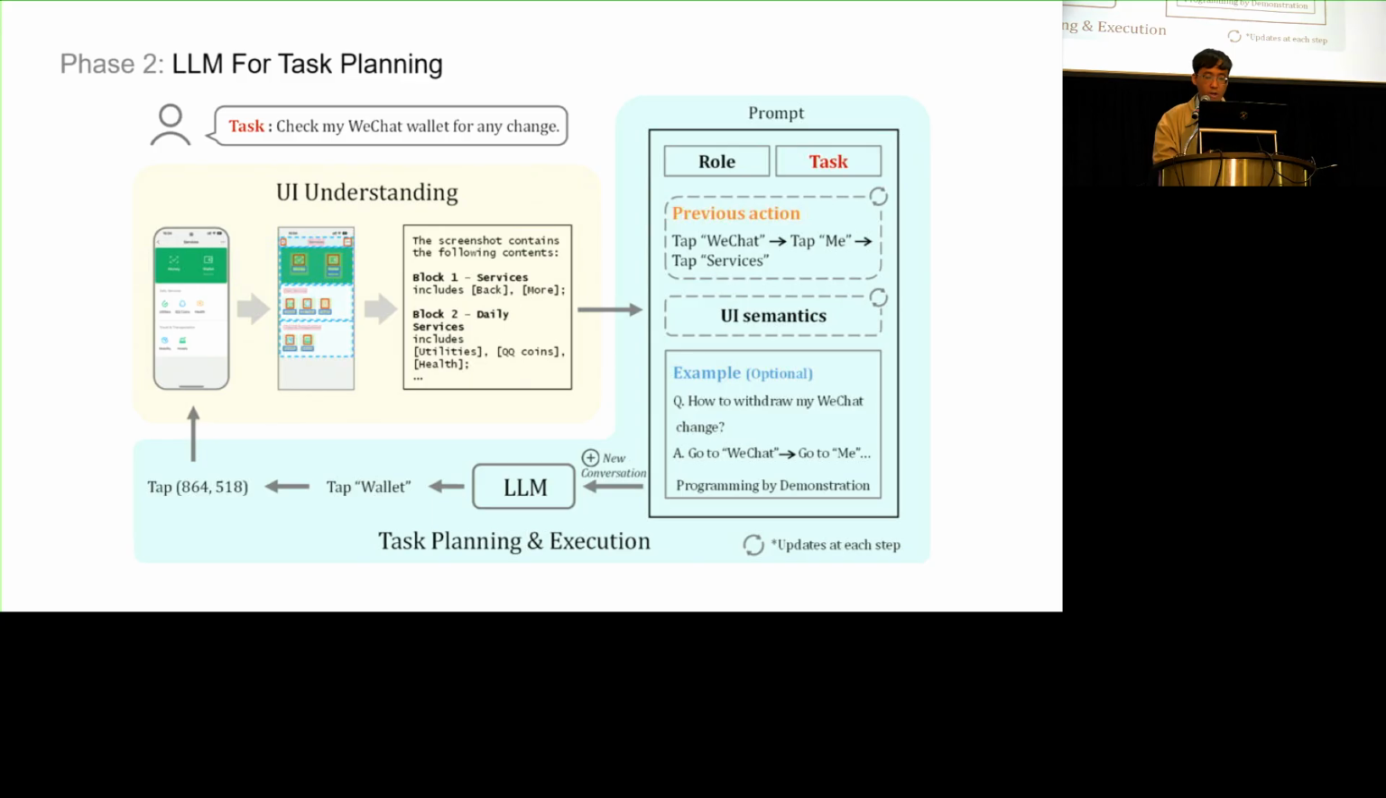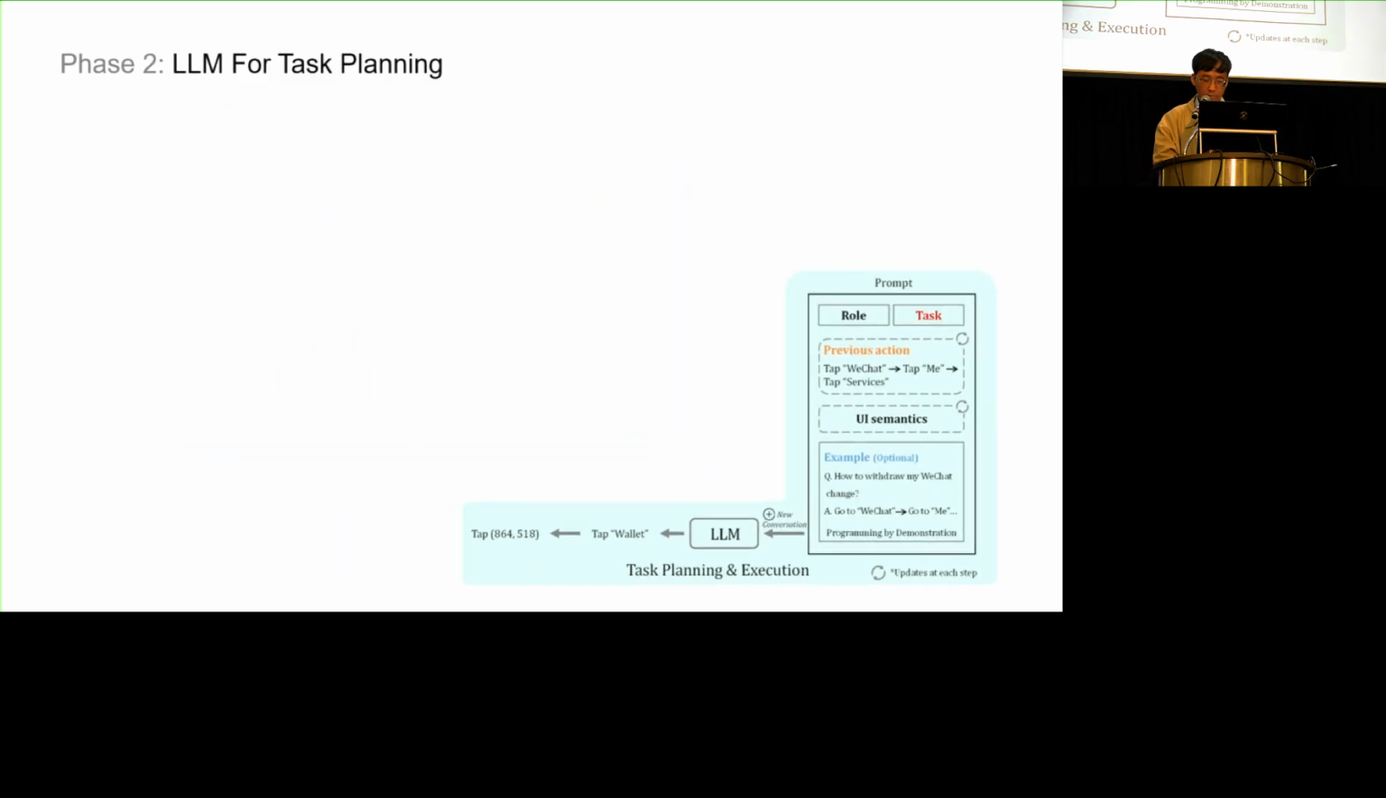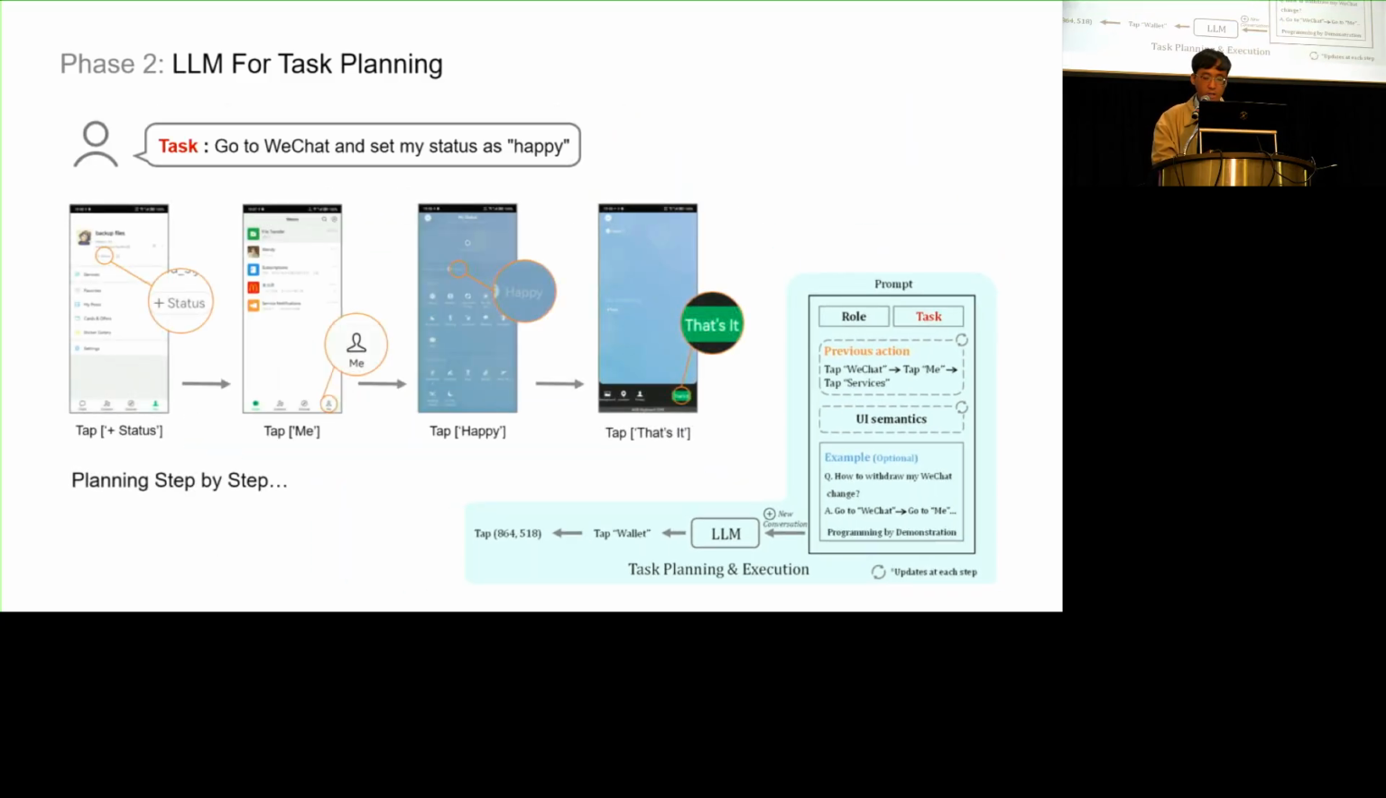After UI understanding, the challenge we face is how to translate the information into specific action steps. To address this, we refer to the chain of thought method. By using a step-by-step planning approach, we guide the large language model to plan the sequence of actions gradually based on the screens.